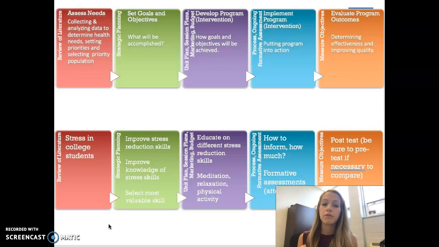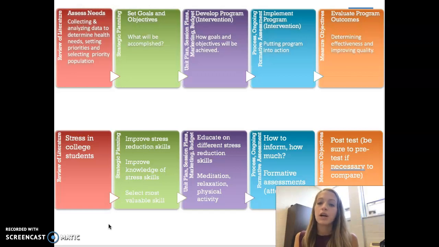So we're going to be improving the stress reduction skills. So what skills can we encourage for these individuals? Improving the knowledge of stress skills, selecting the most valuable skills. Then we're going to actually develop the program or those interventions. So we're going to educate them on different stress reduction skills and teach them meditation, relaxation, and physical activity.